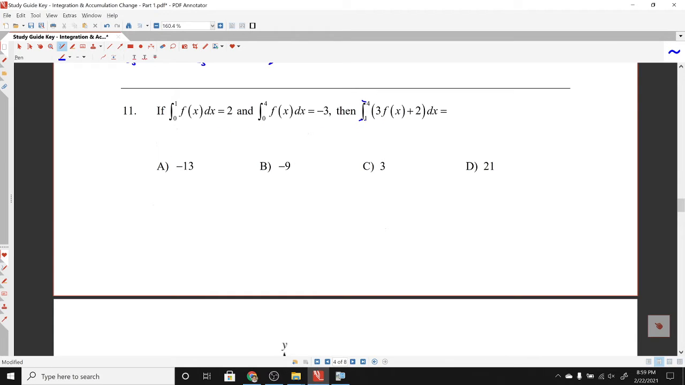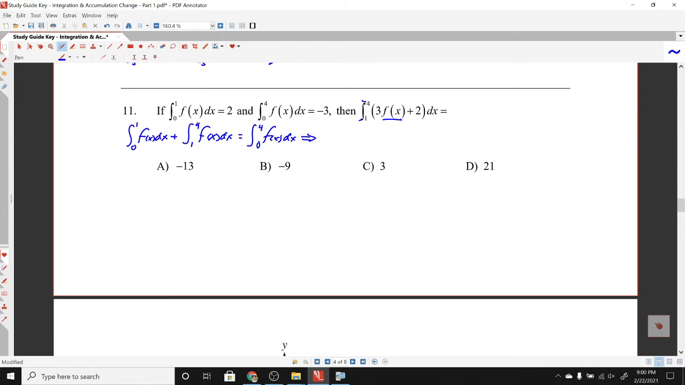First of all, I need to find the integral from 1 to 4 of f of x. To do that, we're going to use these two pieces here. So we'll use the idea that the integral from 0 to 1 of f of x dx plus the integral from 1 to 4, which is what we're looking for, of f of x dx is equal to the integral from 0 to 4 of f of x dx.